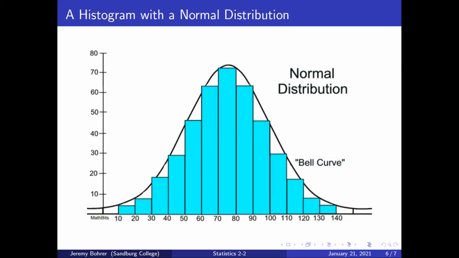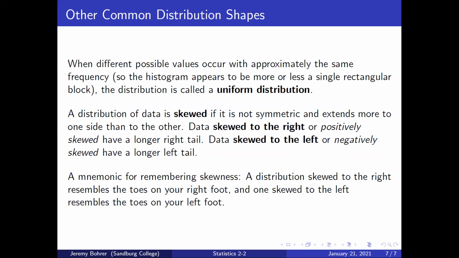Here is an example of a histogram with a normal distribution. Other common distribution shapes: when different possible values occur with approximately the same frequency, so the histogram appears to be more or less a single rectangular block, the distribution is called a uniform distribution.